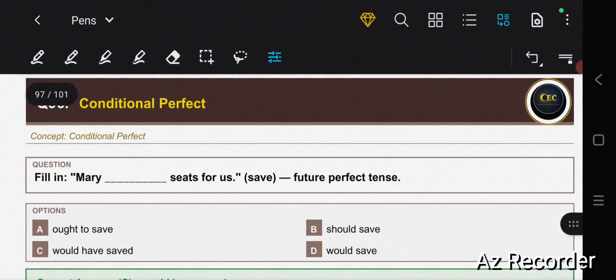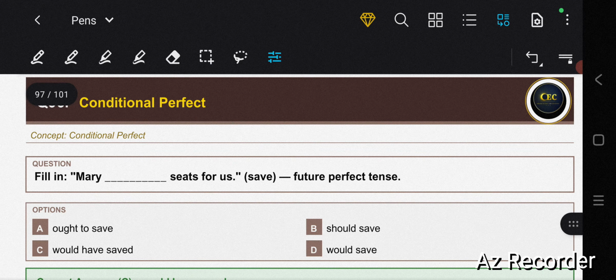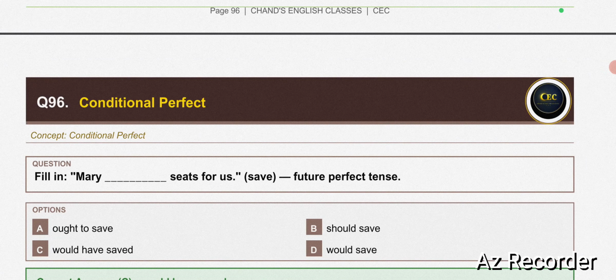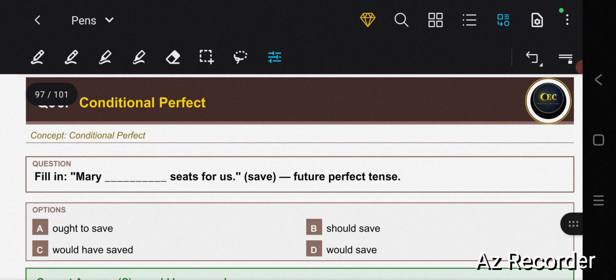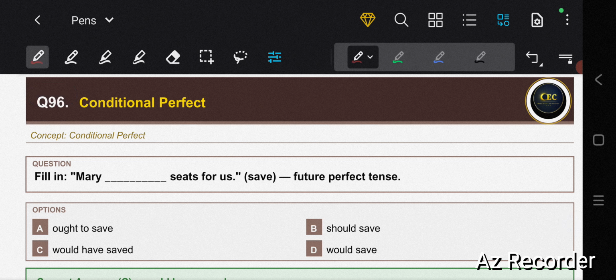Next question, 96. Conditional perfect, important question. Mary has searched for us. Future perfect tense. Ought to save, would have saved, should have, would save. Once again, such a kind of question we found earlier in a similar pattern. So we have to remove this one, future perfect, because here it is conditional perfect, that's different.